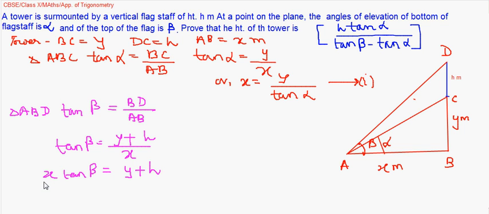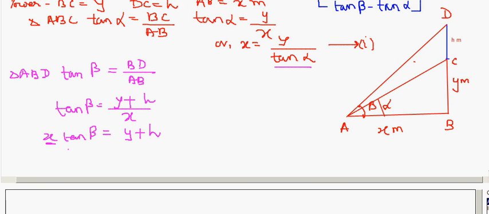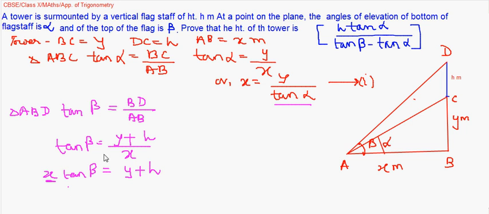If I replace, I got x there, right? Because from the first I got it is y by tan alpha. Let me just replace this x from the first equation. So I better write it here so that I can make some space. It is like y by tan alpha into tan beta, after replacing x from the first equation, is equal to y plus h.